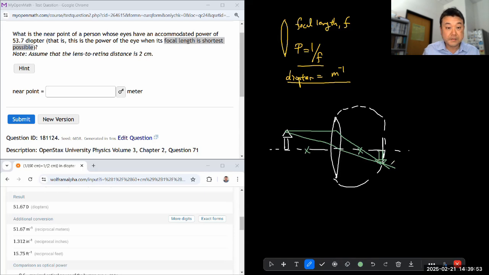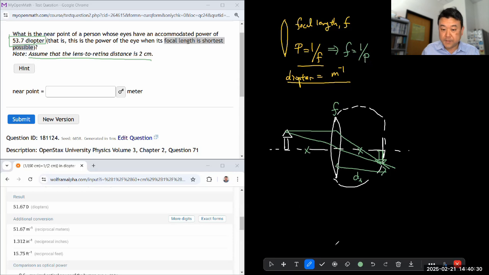And in this question, we've already been given the focal length, in terms of the power. I can type this into Wolfram Alpha in a way that relates to focal length. F is 1 over P. For power it's D, but let me just use capital P. So we have the focal length. And because they are telling us to assume the lens to retina distance is this, they are telling us the image distance.